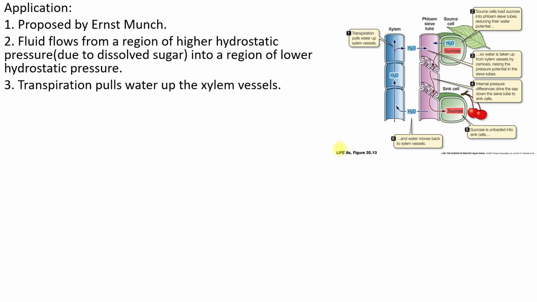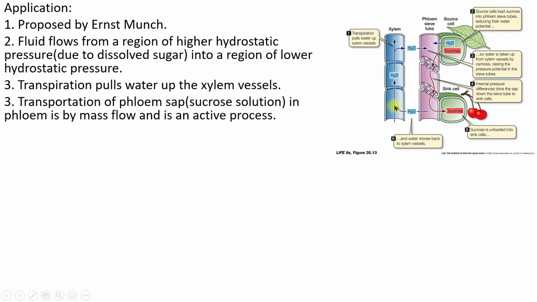Transpiration pulls water up the xylem vessel. Now, candidates, I want to stress here. Always remember, the pulling of water in the xylem vessel is caused by the transpiration which is at the leaf. Transpiration in the leaf will cause the loss of water from the leaf mesophyll as water vapor, and this water vapor must be replaced by the water from the xylem, and this will create a strong pull up force in the xylem vessel.